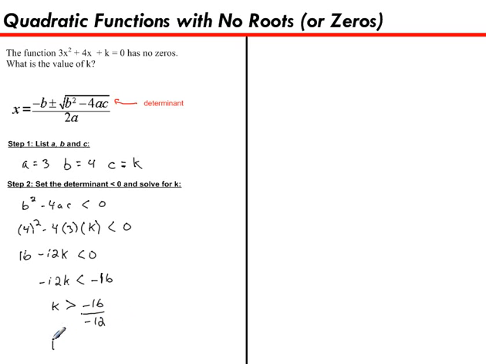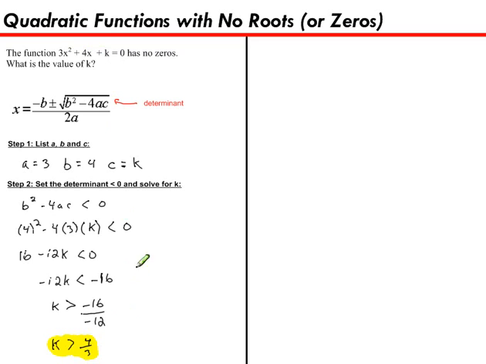And finally, I can reduce that fraction to 4 over 3. 4 will divide nicely into both of those numbers. So I'll end up with a final answer of k is greater than 4 over 3. So what we've just said is that for this quadratic equation, k can be any number bigger than 4 over 3, and it would have 0 roots, or no zeros. In other words, it would never touch the x-axis.